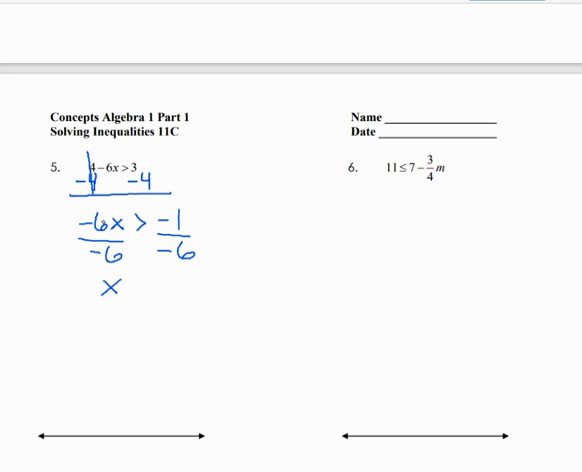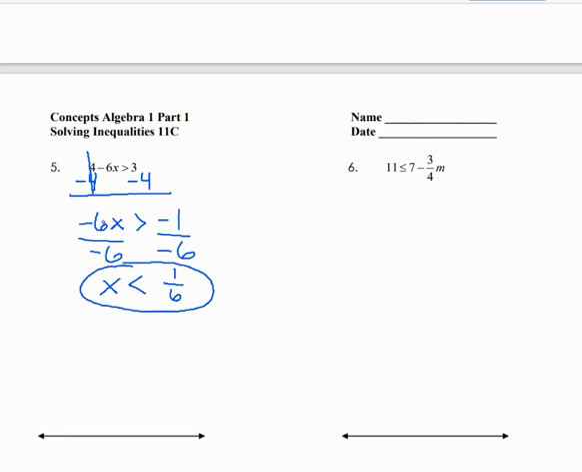I'm left with x, but I divided by a negative, so flip the symbol. Good. And then on the right-hand side, a negative divided by a negative will give me a positive, and don't trick yourself. This is 1/6, not 6, right? It's not saying 6 divided by 1, it's saying 1 divided by 6.